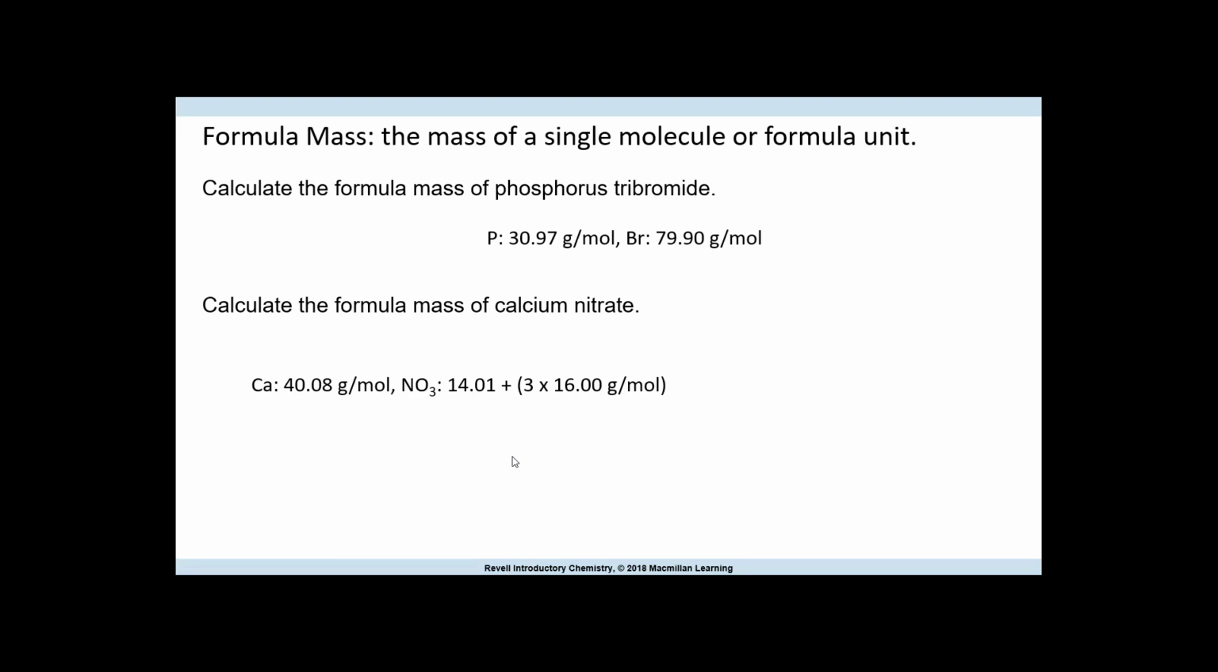Calculate the formula mass of phosphorus tribromide. This is a perfect example where you're given just the name, but if you don't know what that looks like, your mass is probably going to be wrong. Particularly for the second one, calcium nitrate, because if you just add nitrate and calcium together, it's going to be wrong. Why? Because I actually just caught that I didn't put a 2 here. There should be a 2 there.